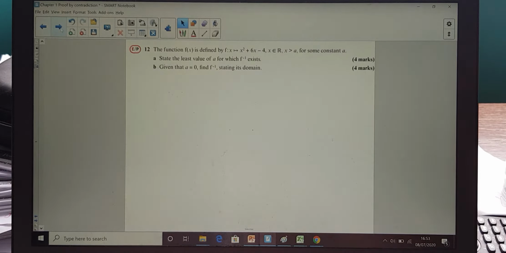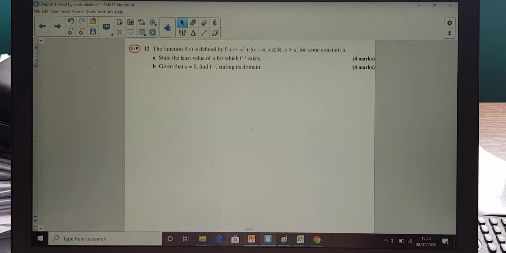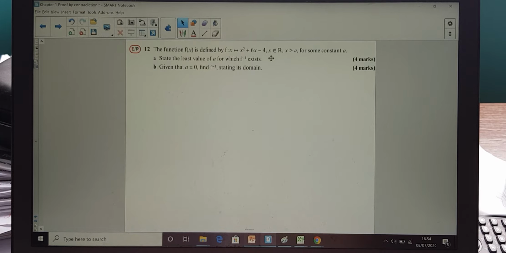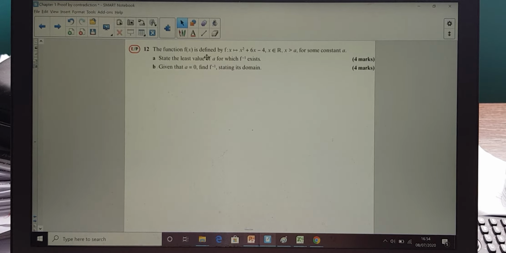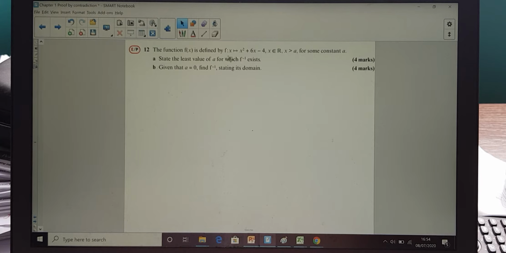The function f(x) is defined by f(x) = x squared add 6x minus 4, where x is any real value and x has to be greater than a for some constant a. State the least value of a for which the inverse function can exist.